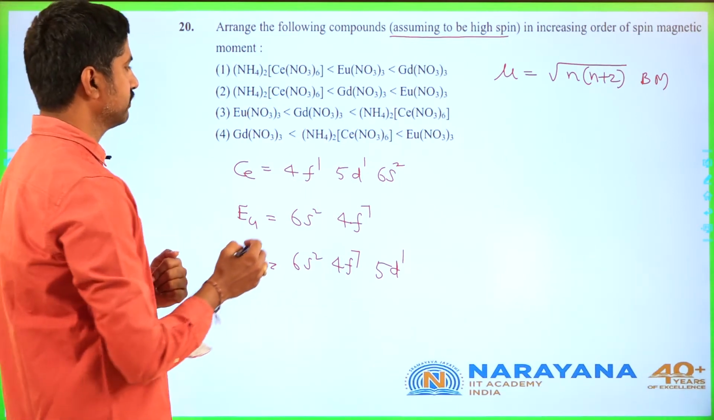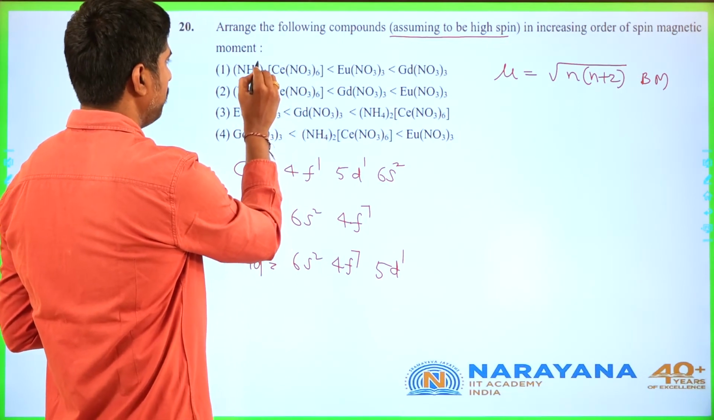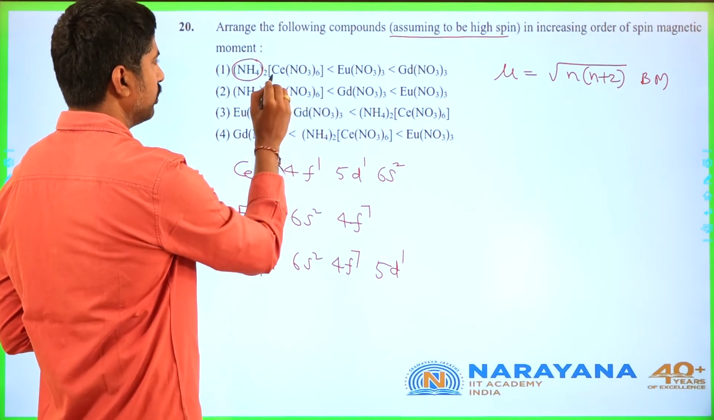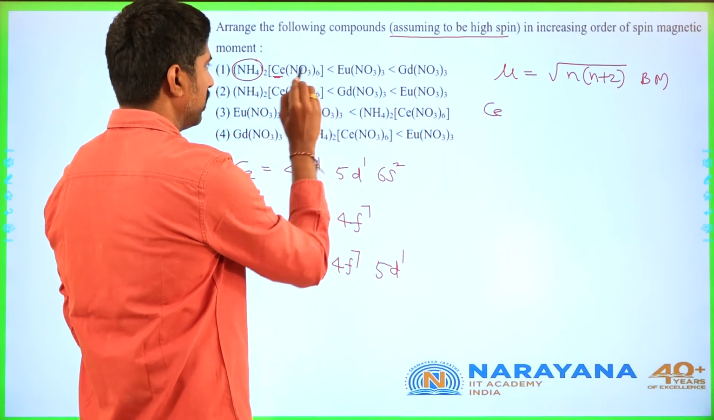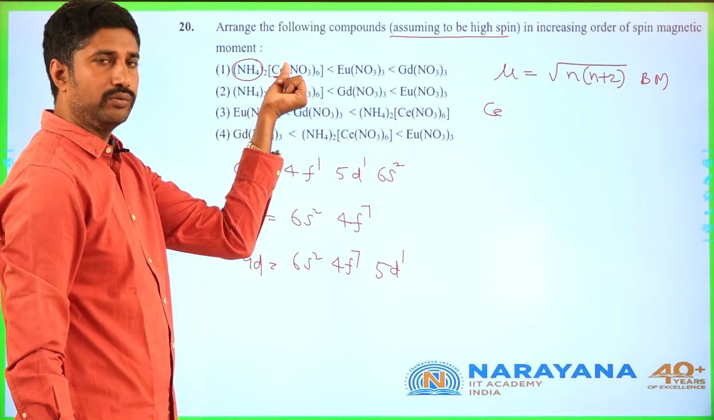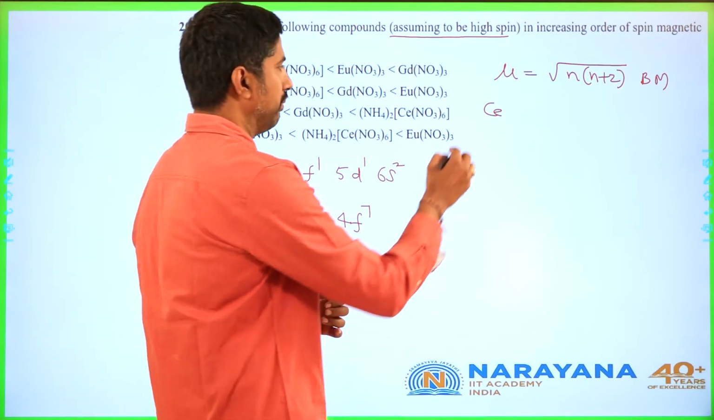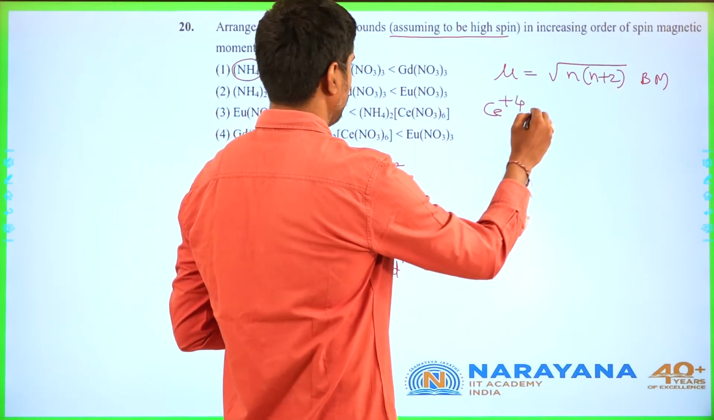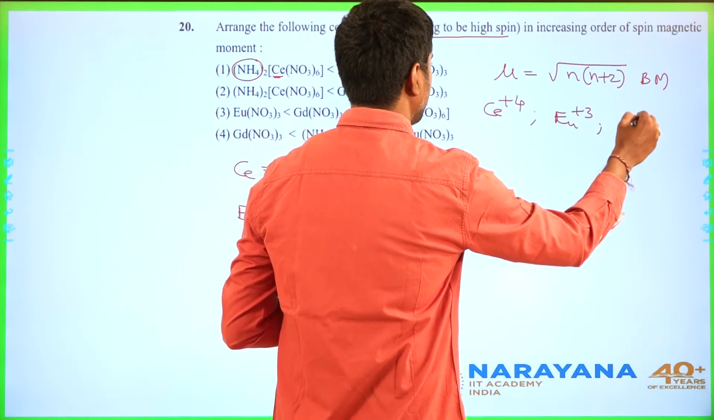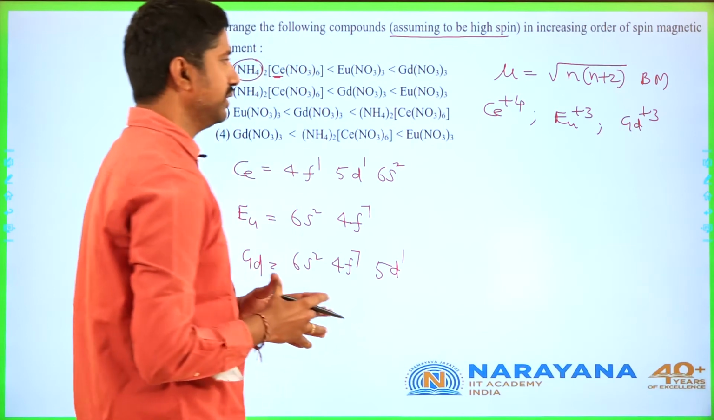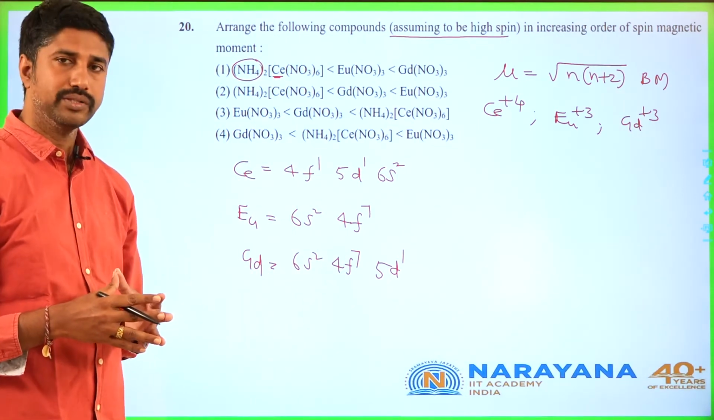Now identify for cerium in the given compounds: NH4 twice means ammonium positive ion, and NO3 is minus 1. So 6 NO3s we have and 2 ammoniums we have. So cerium has oxidation number +4. So cerium +4. Similarly, europium we have +3 and gadolinium we have +3. So these are the ions we have: Ce +4, Eu +3 and Gd +3.